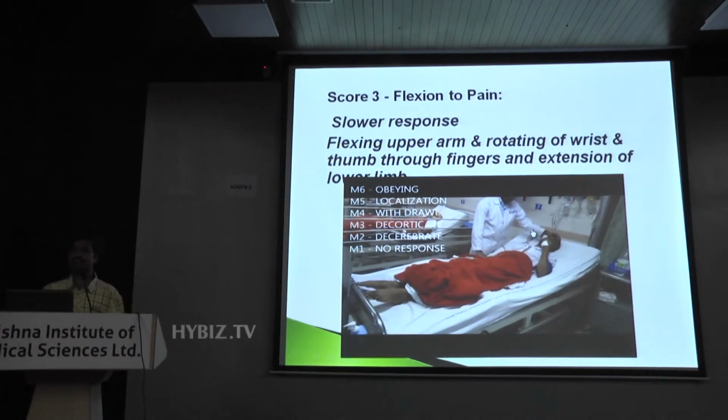So what has happened? Okay, I have given pain. What happened to the upper limb? It went into flexion or extension? Louder, flexion or extension? Okay, what happened to lower limb? So this combination of flexion of upper limb and extension of lower limb is known as decortication. This flexor response to pain gives him a score of 3. So this patient has a score of M3.